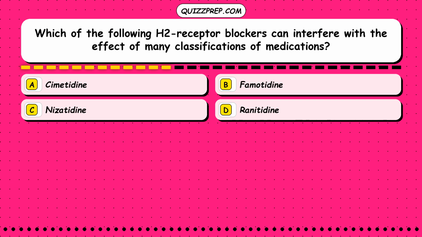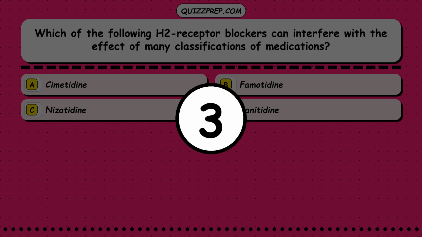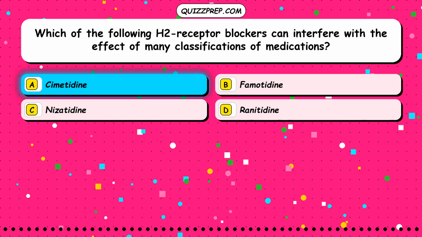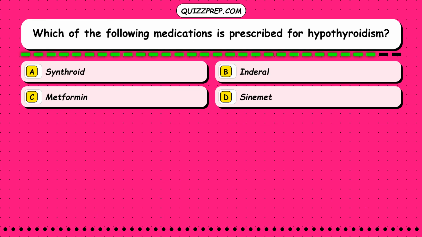medications? Option A. Cimetidine. Option B. Famotidine. Option C. Nizatidine. Option D. Ranitidine. The correct answer is option A. Cimetidine. Question 240. Which of the following medications is prescribed for hypothyroidism? Option A. Synthroid.